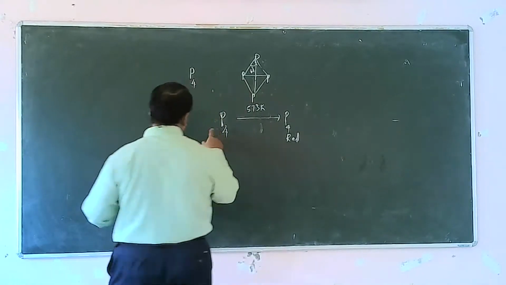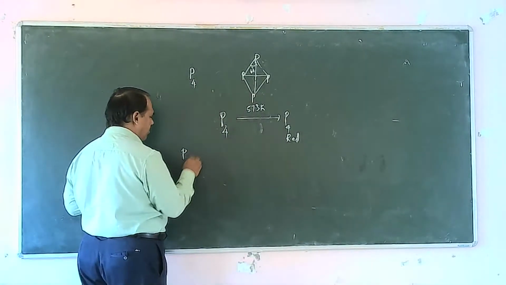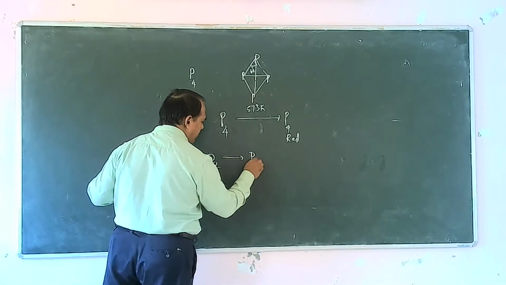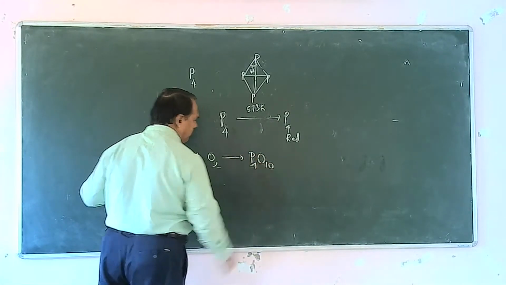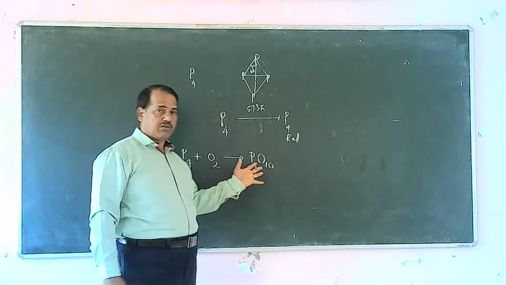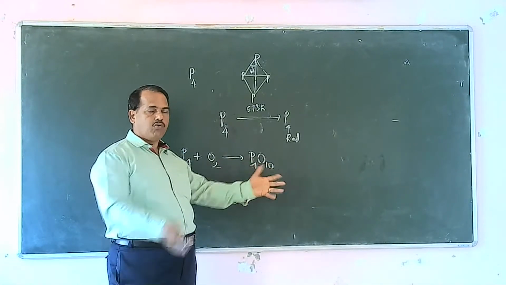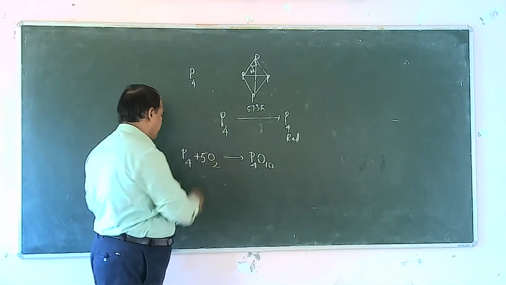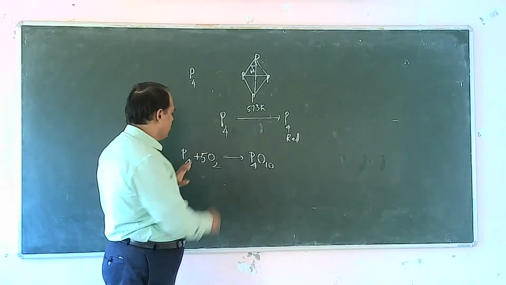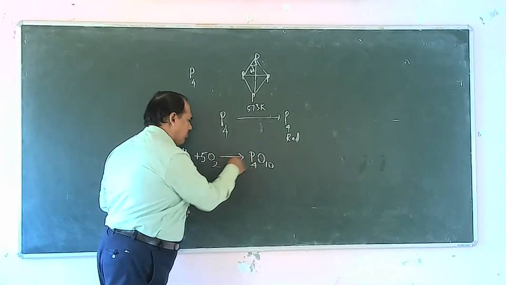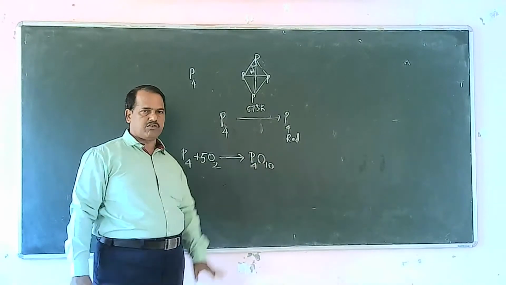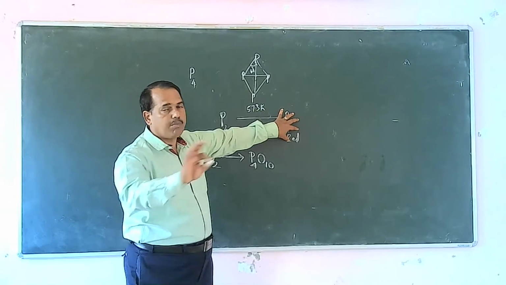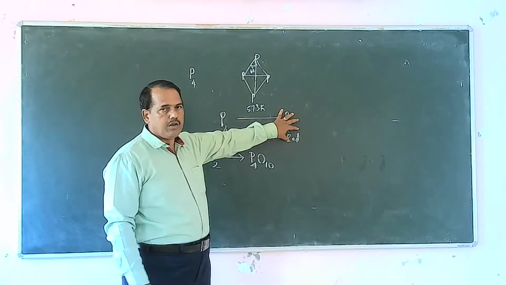So P4 reacts with the air at room temperature. When it reacts with oxygen, you will get phosphorus pentoxide. You can see P4 open fumes of phosphorus pentoxide. Balancing this: P4 plus 5O2, and at room temperature you will get phosphorus pentoxide. And red phosphorus is not poisonous.